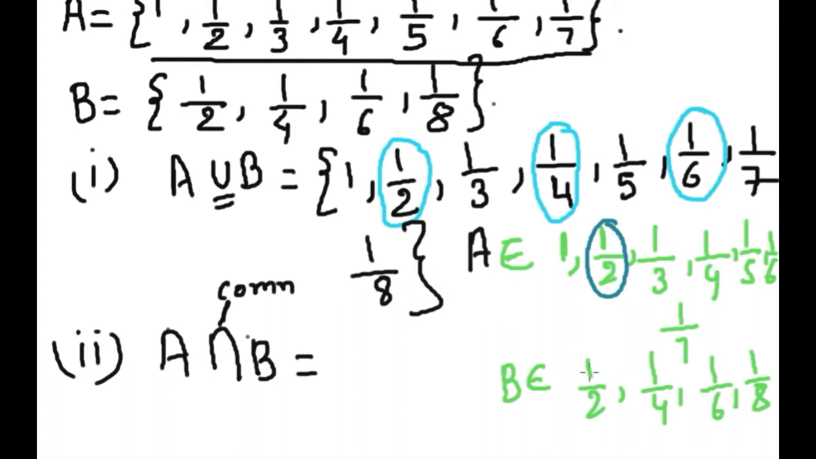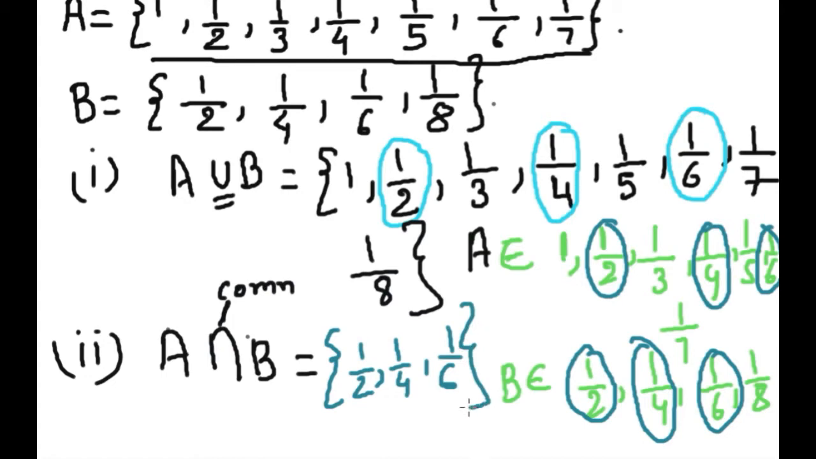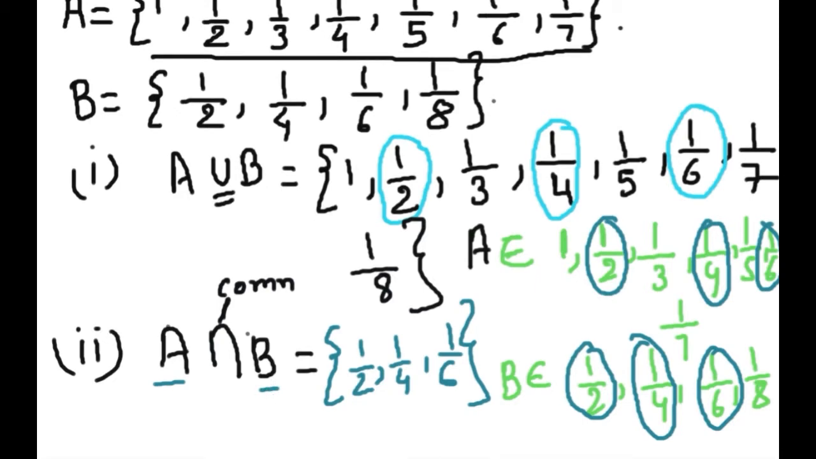We can see here 1 by 2, 1 by 2, 1 by 4, 1 by 4, 1 by 6, 1 by 6. That's it. These three elements are common. So, our A intersection B is 1 by 2, 1 by 4 and 1 by 6. This is A intersection B, common between A and B. Now we will see question number 3.